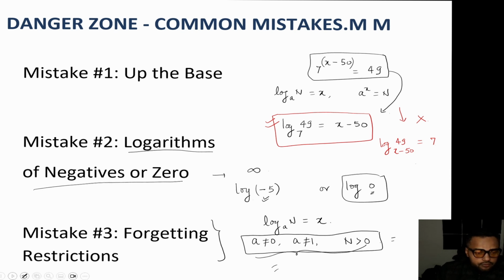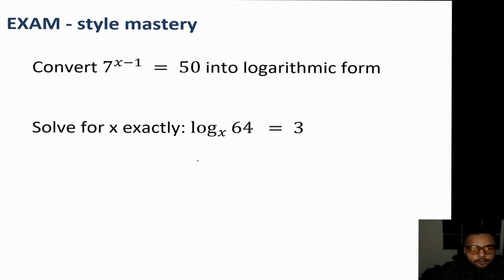So let's move ahead. Now let's solve this. I've taken this part as an exam style mastery type of question. 7 raised to the power x negative 1 equals 50 in logarithmic form. So this we have already solved, but again we'll solve it for you. That is, 7 raised to the power x negative 1 equals 50.